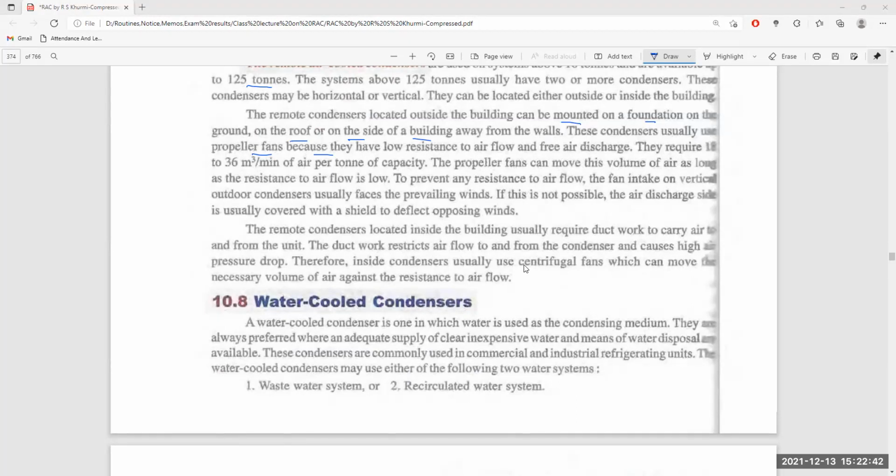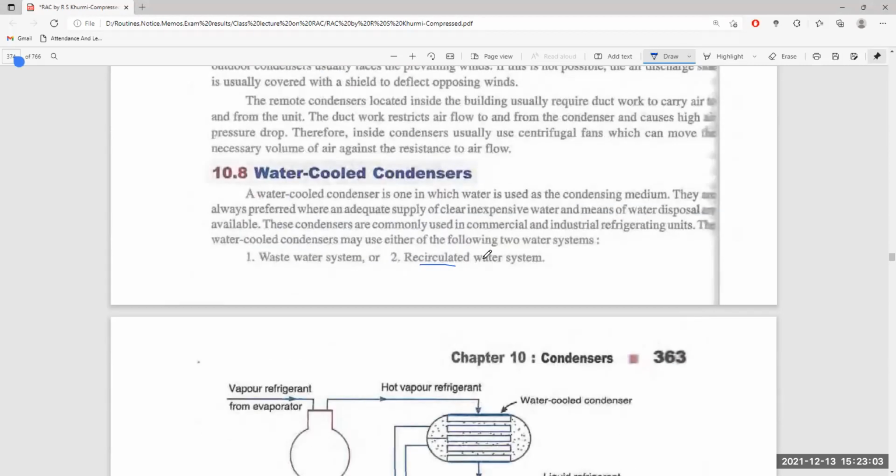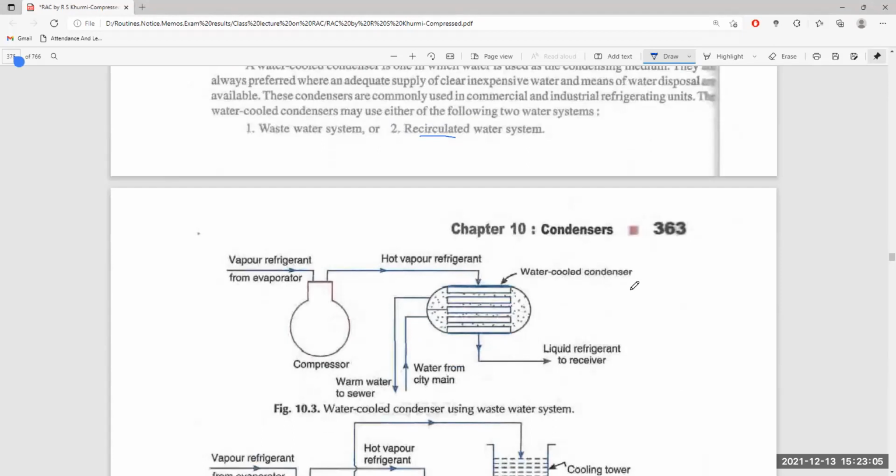The water-cooled condensers may use either of the following two water-cooled systems: wastewater system or recirculated water system. So first of all, we are replacing the air-cooled condenser by a water-cooled condenser. And there are two types of water condenser systems used, wastewater or recirculated water. How is it being done?